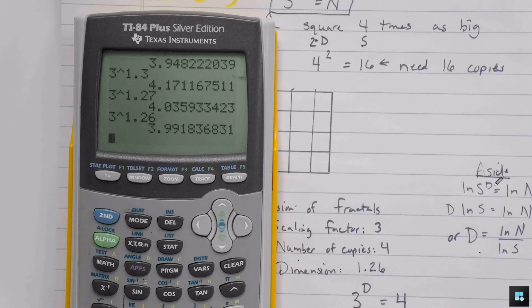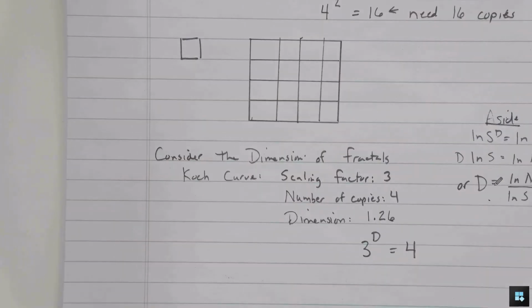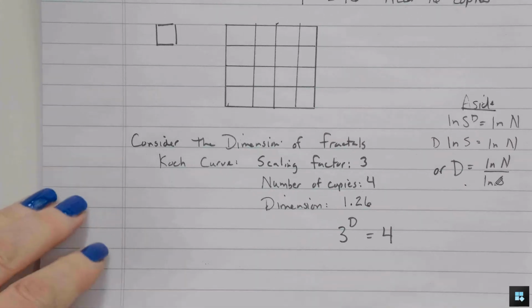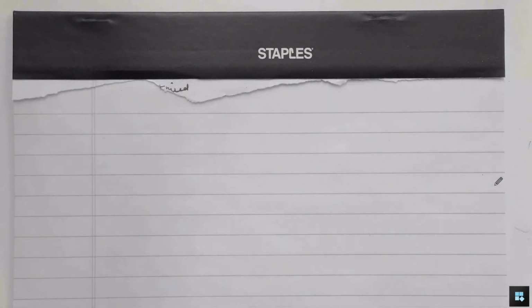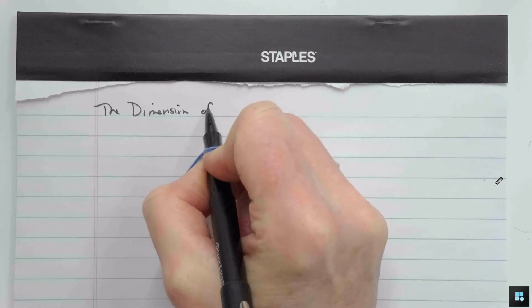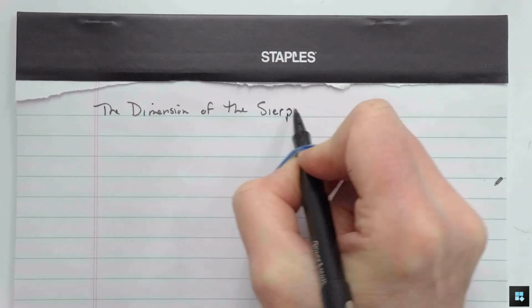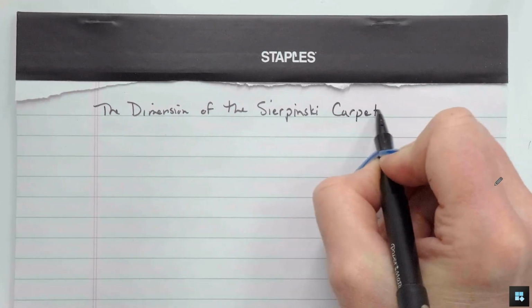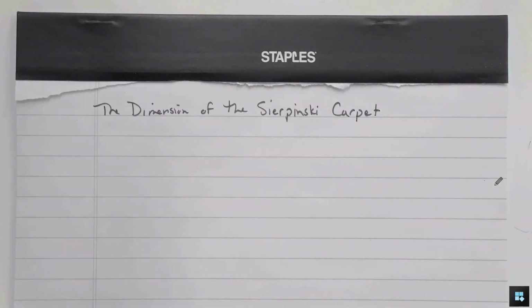Let's try another fractal. Does anyone have any questions on finding the dimension of the Koch curve? Okay, how about the Sierpinski triangle? Actually, let's do the Sierpinski carpet. We'll leave the Sierpinski triangle for you to do on your own to make sure you know how to do this. Let's do the Sierpinski carpet together. That's a little harder.